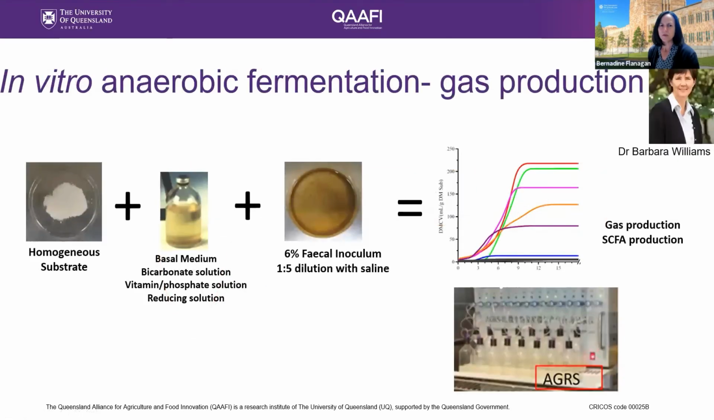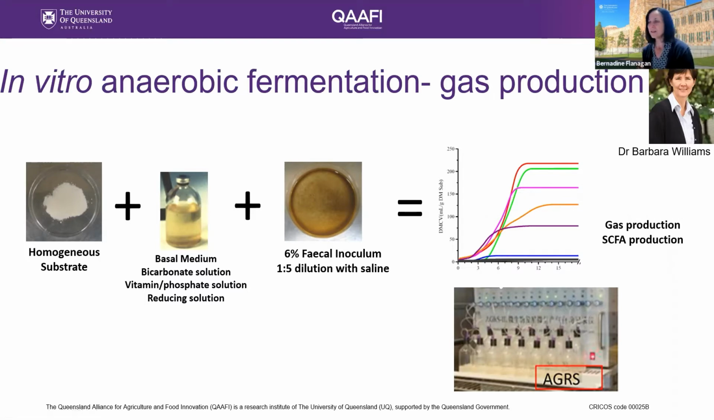So we know a lot about the structure, but what we need to know is how do these things ferment, because that's what's going to determine how useful they are for you. So we assess their fermentability by looking at in vitro fermentation. We take as homogeneous a substrate as we can. We add some basal medium, bicarbonate solutions, phosphate solutions, and reducing agents. And then we add all-important fecal inoculant.